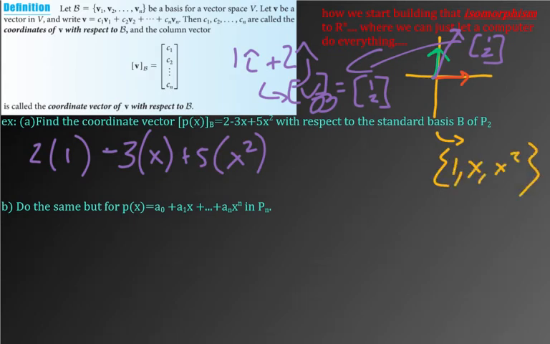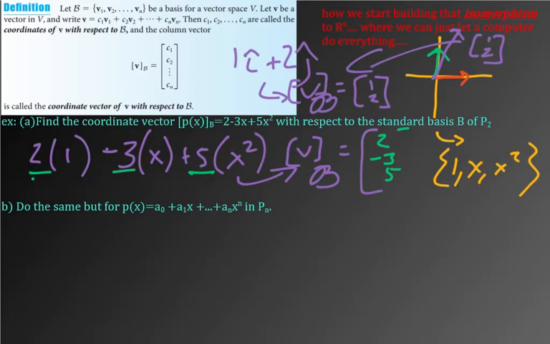And so v with respect to the standard basis B is you just peel off these numbers. So it's 2, -3, 5. Those are the c's that you have built into that linear combination to get 2 minus 3x plus 5x squared.